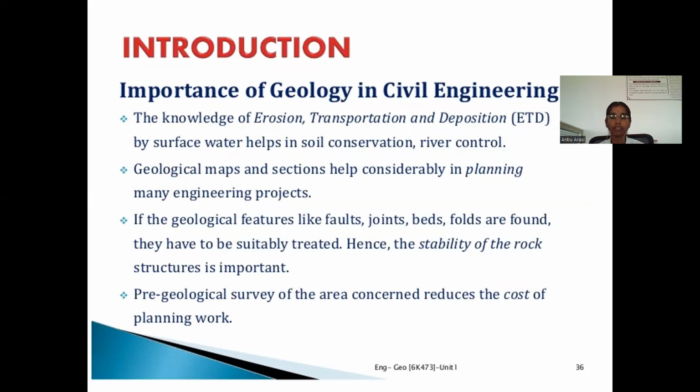If geological features like faults, joints, and folds are found, they have to be suitably treated. Hence, the stability of the rock structures is very important. A pre-geological survey of the area concerned reduces the cost of planning work.